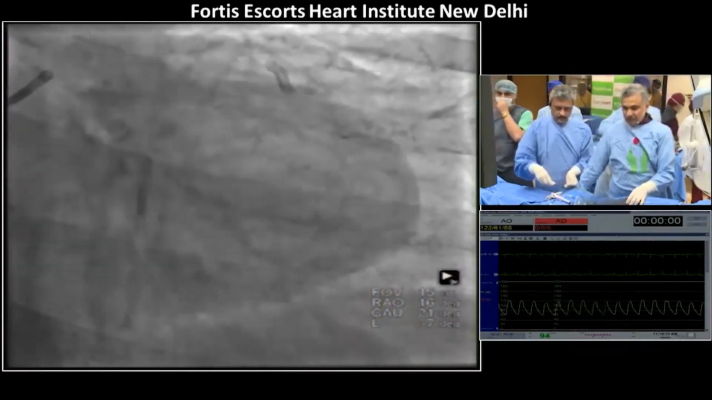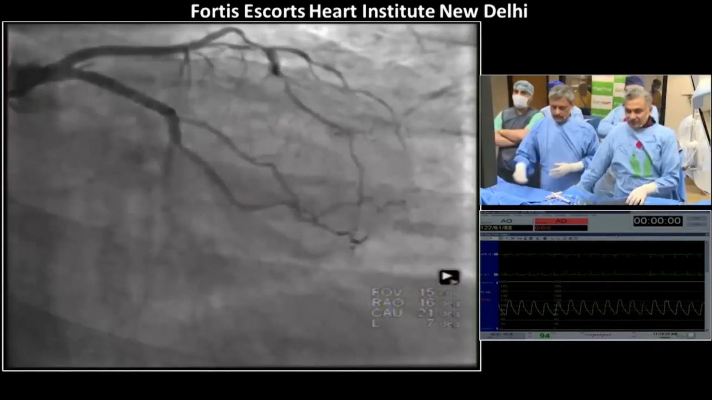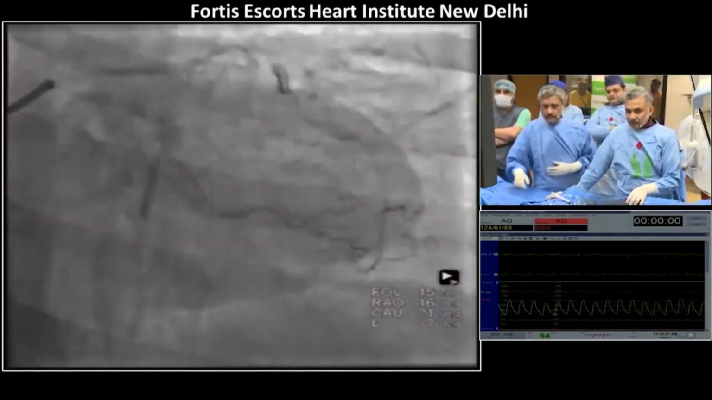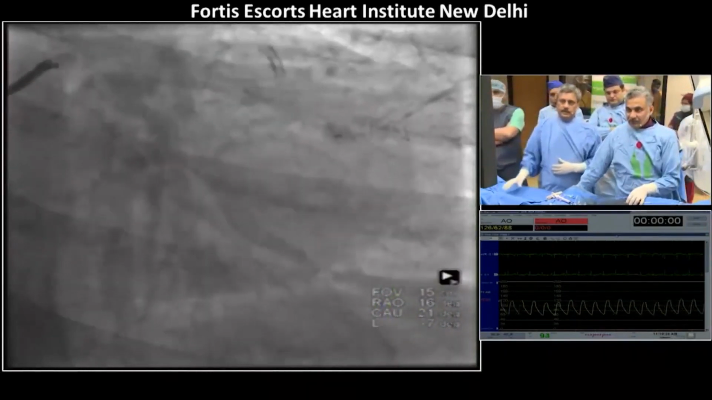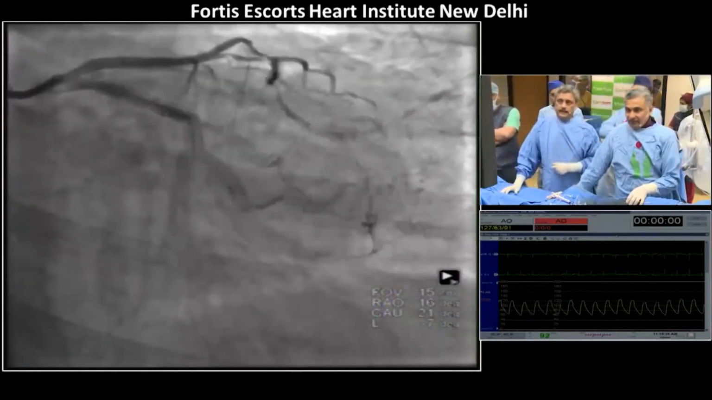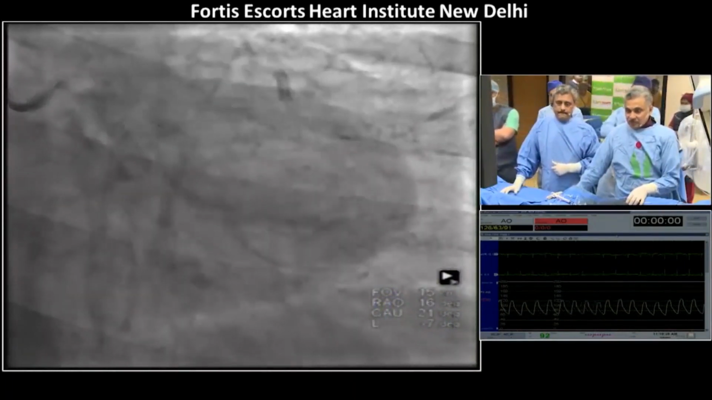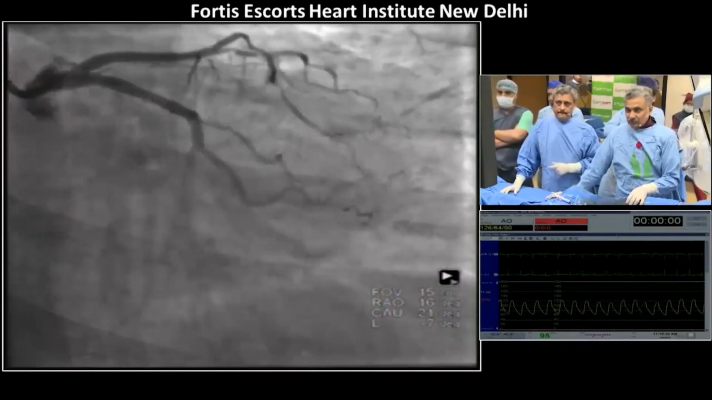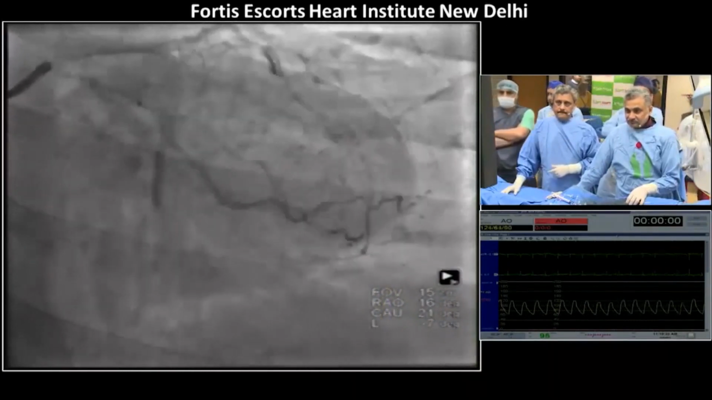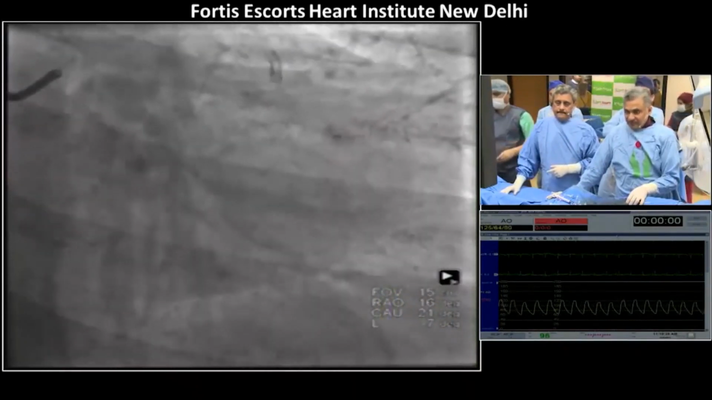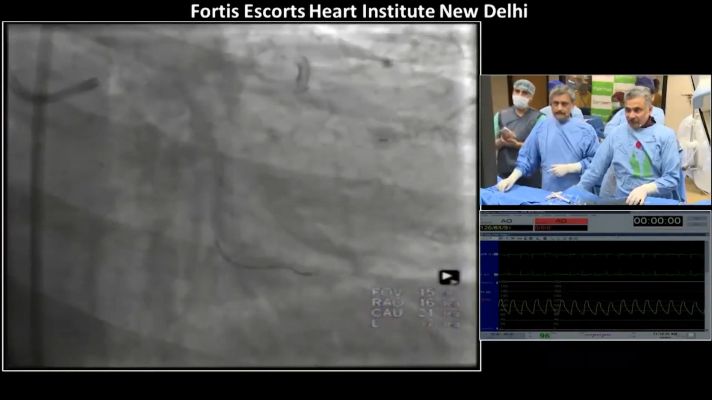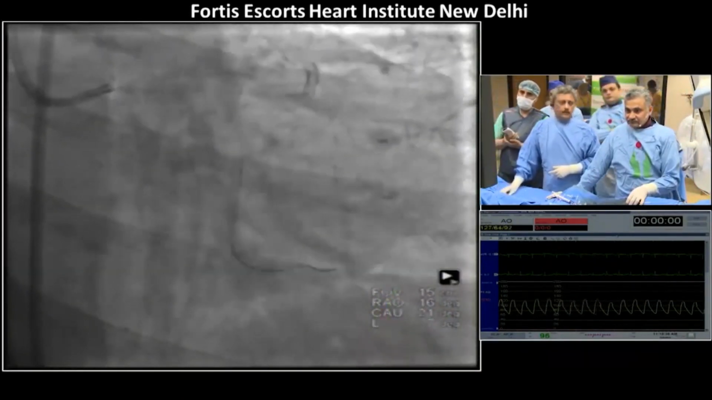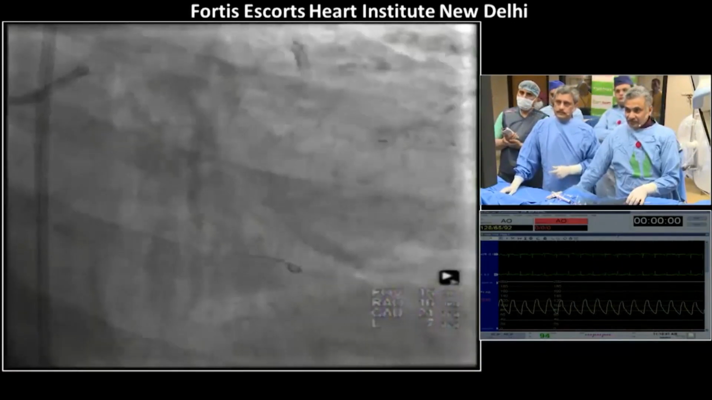So what we did was, initially we tried a BMW wire. So this is the picture now. It was difficult to negotiate, so we had to resort to a Whisper wire to go down. Next, please. Then we just did a dotter with a balloon, next please, to just see the lumen.